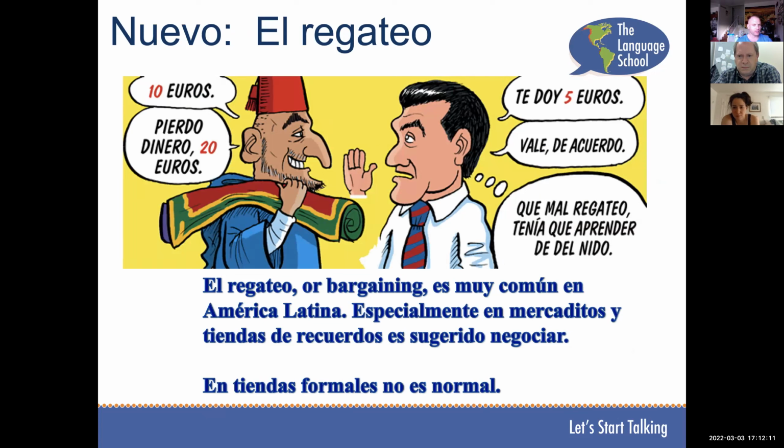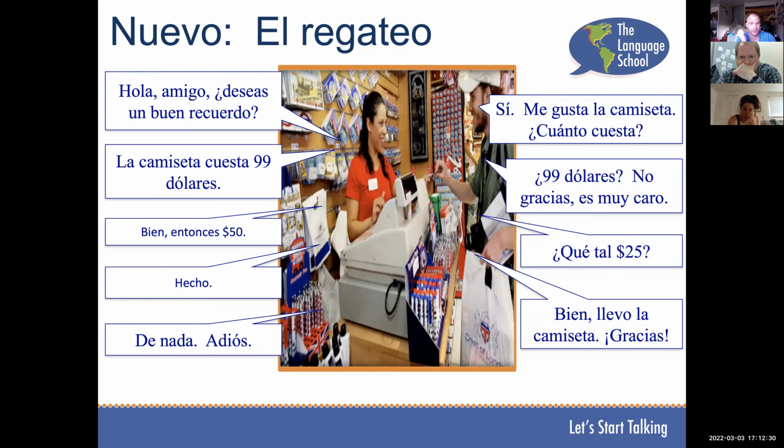In more formal stores, it's not a thing, right? So if you go into like an official grocery store or a shopping mall or something like that, you're not going to negotiate. But more souvenir shops, outdoor market type places where like farmers markets and stuff like that. And depending on which country you're in, some countries take this to the extreme. Anyway, so this is what it would look like. How about we have you be on the left, John, and Andrea, you're on the right.